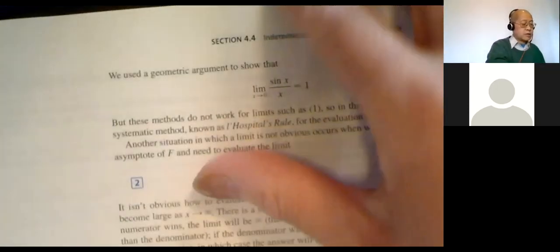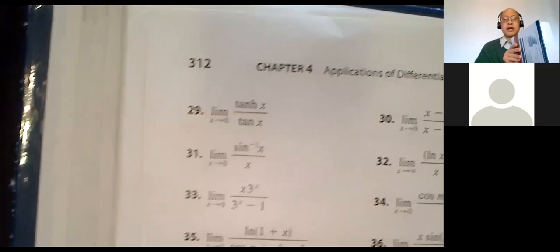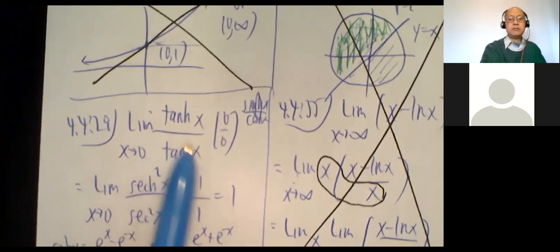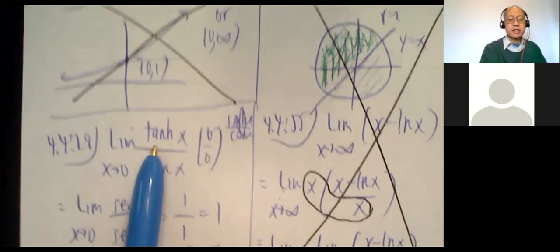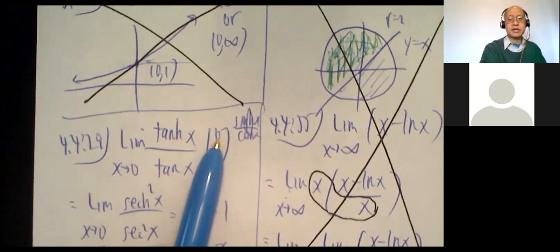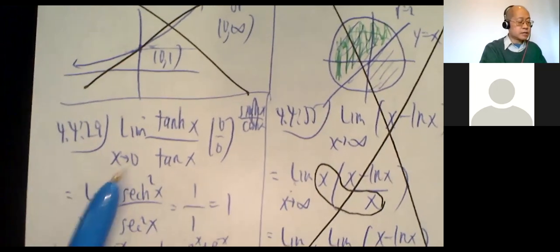Okay, let's see. Next one I want to show you. I know I'm going a little bit out of order here, but just trying to go by difficulty level. Number 29. That's hyperbolics. Limit as x approaches 0 of hyperbolic tangent of x divided by tangent of x. Okay, now hyperbolic tangent is sinh over cosh. You might recall sinh of 0 was 0, so the numerator is going to be 0. Regular trig function, tangent of 0 is also 0.